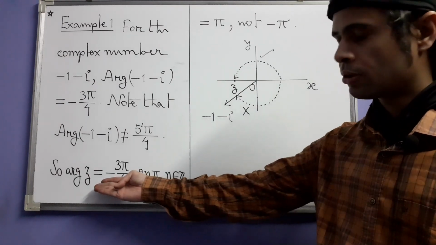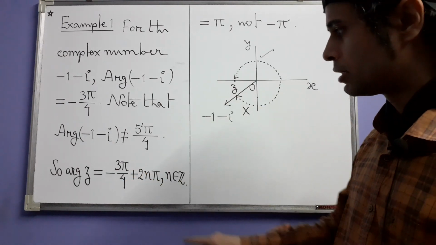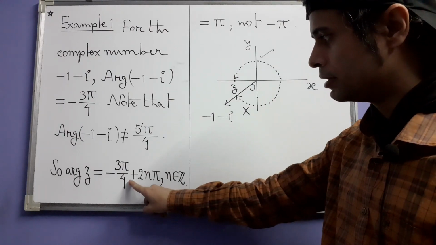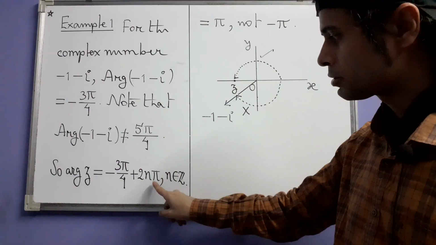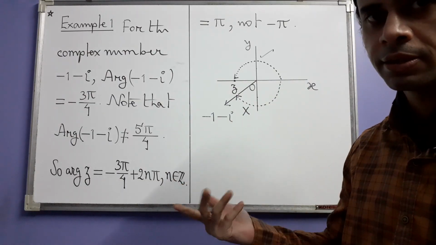So the set of all arguments of this complex number will have elements that look like this: minus 3 pi over 4, that principal value, plus 2n pi where n varies over the set of integers.